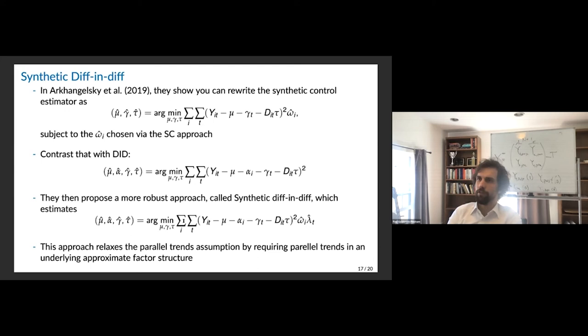Let me see if I can pronounce this correctly. Arkhangelsky and co-authors, so this is Imbens and Athey. It's Arkhangelsky, Athey, Imbens, and a few other Stanford GSB folks. They've written this paper where they show that the synthetic methods, and more generally these panel methods, are different ways of thinking about matrix completion, is the way that they talk about it. I actually don't put it in the slides, but let me show you on the board. I think this is useful to see.